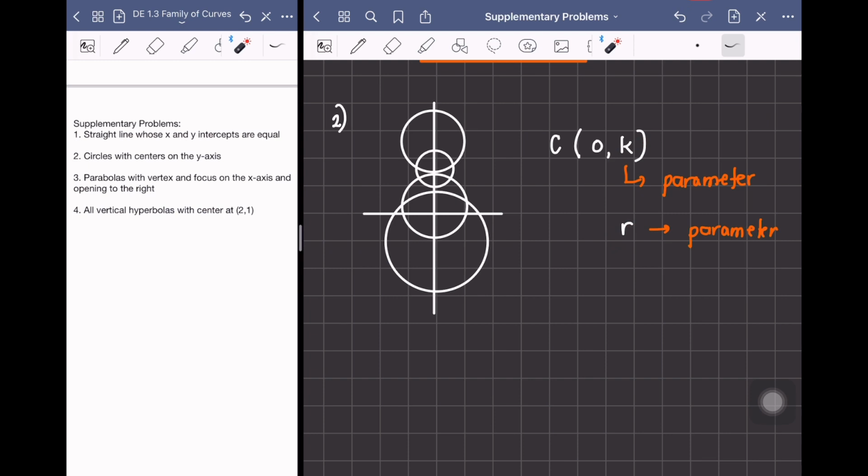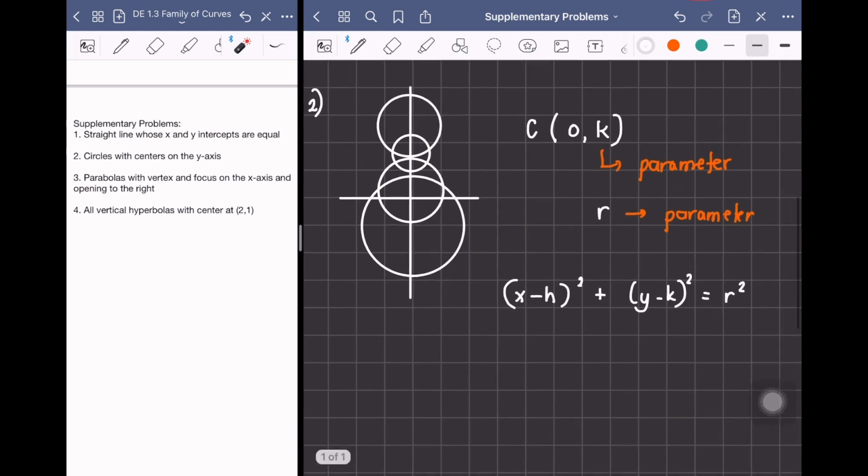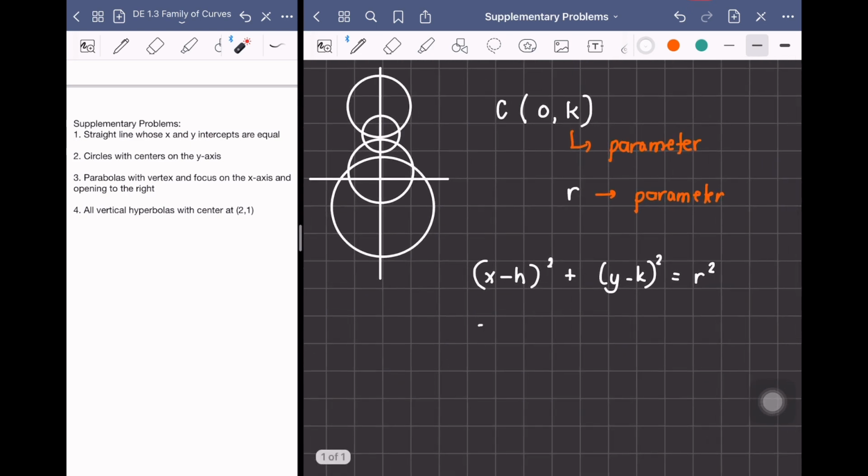Okay, so since this is a circle, recalling, the standard form will be (x minus h) squared plus (y minus k) squared equal to the radius squared. So substituting the values that we have, x minus 0 for h, plus (y minus k) squared, with k still k, equal to r squared.